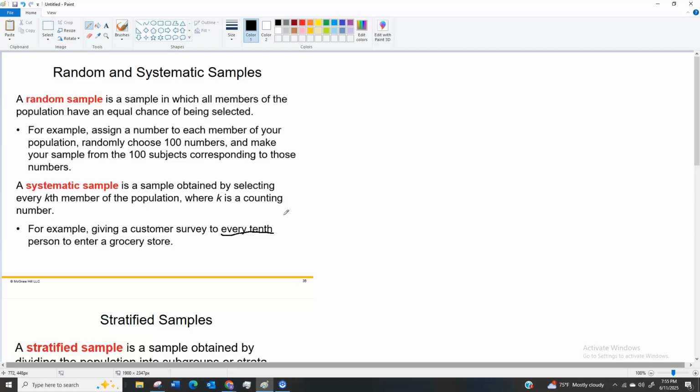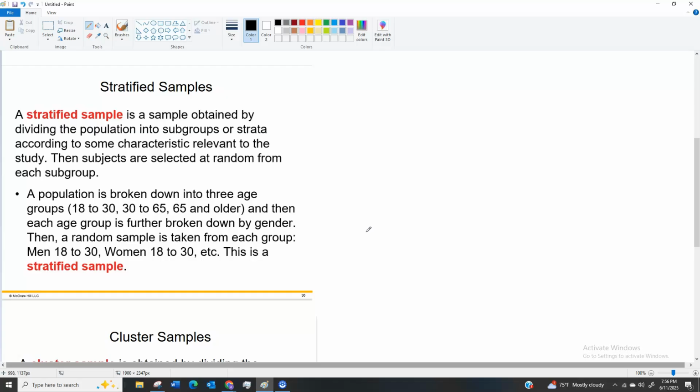Well, that means that once you start with that first person, everybody between that first person and the 10th person after them never had a chance of being selected because they were in the portion that weren't going to get picked. So it's not quite as random as random sampling, but it's still not horrible. And it's easier because you have this system. So remember what the words mean: there's a system. Every 10th person.